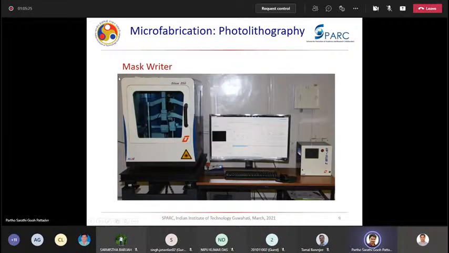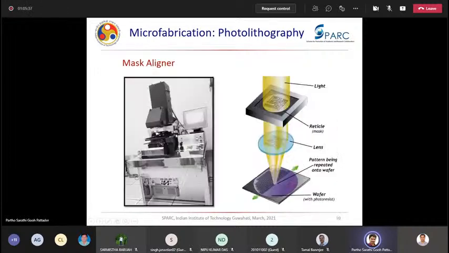This is one instrument where the mask is prepared. This is called a mask writer. And this other thing is called a mask aligner, where we use the same repeating pattern. So this is the mask or a reticle, and this is the lens. Light is shining, this is the projection printing that I was talking about. So it prints within this area.